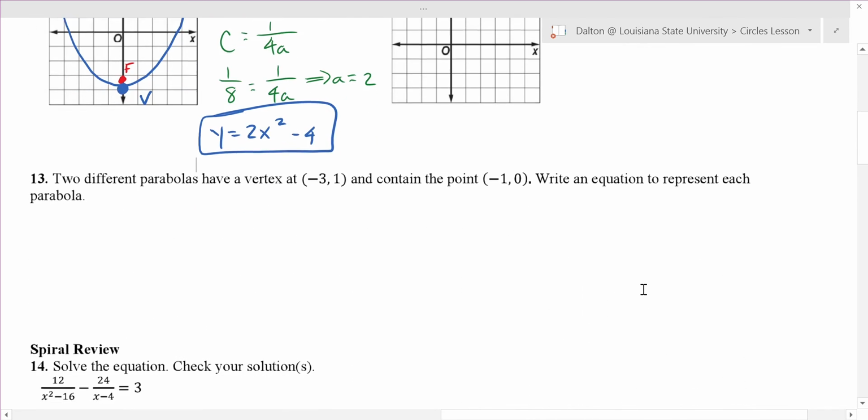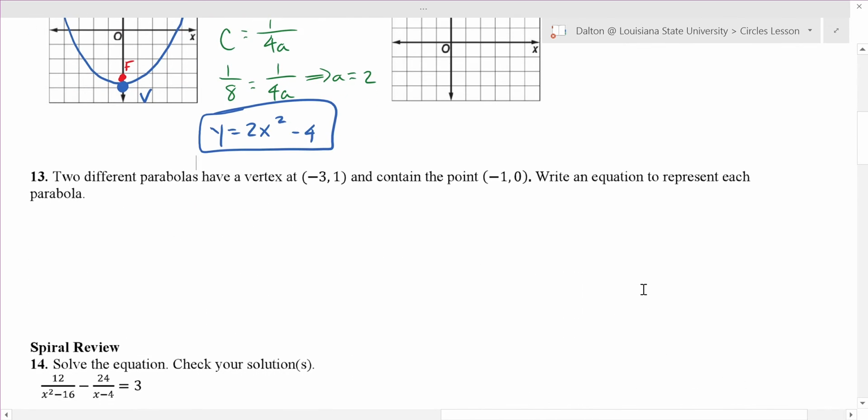Lastly, number 13, two parabolas have a vertex at negative 3, 1. They contain the point negative 1, 0. Write an equation to represent each parabola. So you have two options. I recommend you drawing two different graphs, but essentially here's your two options.